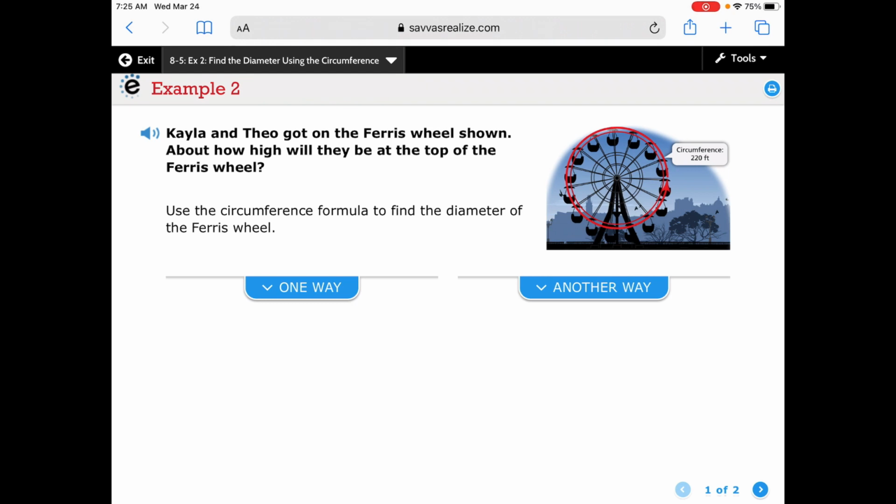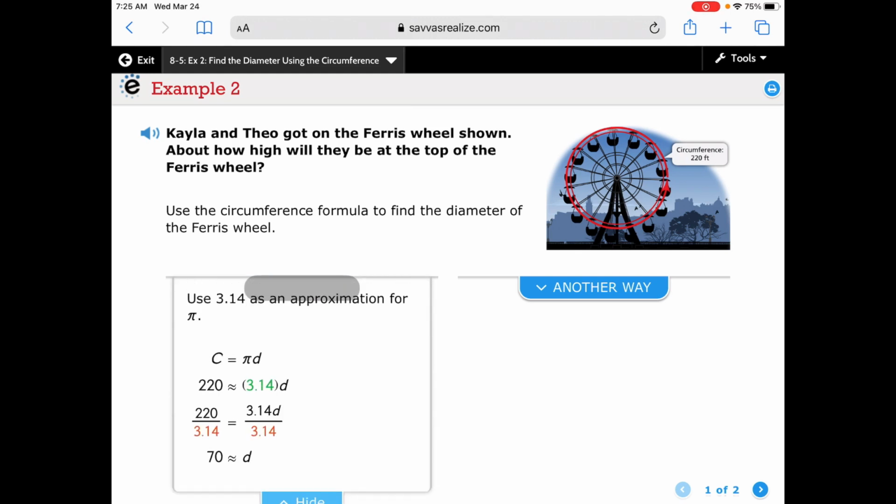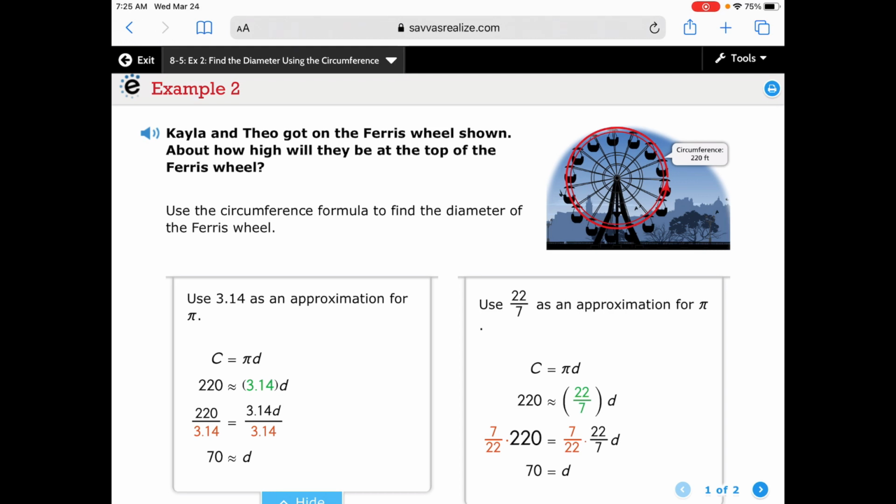All right, let's turn over to page 459 and take a look at the top. It says, Kayla and Theo got on the Ferris wheel shown. About how high will they be at the top of the Ferris wheel? So they're giving us the circumference, which is around the circle, all right? Saying it's 220 feet. One way we can do this is we take the circumference, replace it, 220. We'll approximate 3.14 times d. We do inverse operations and divide, and it's relatively close to 70 feet high, right?